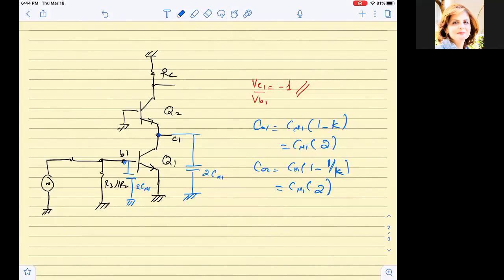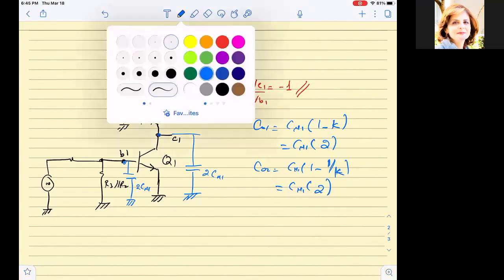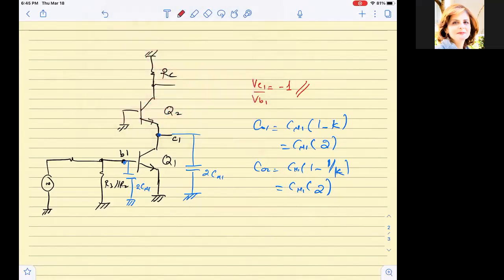Find the total capacitance between the collector of Q1 and the ground. Before, he told us what is given, which is C pi for all the transistors. With the given, he also told us that C pi is equal to 1 picofarad and C mu is equal to 2 picofarads.